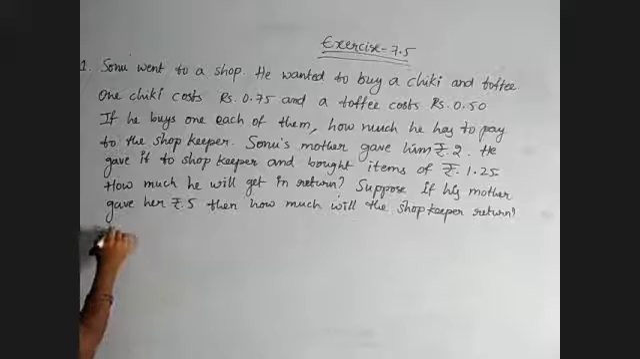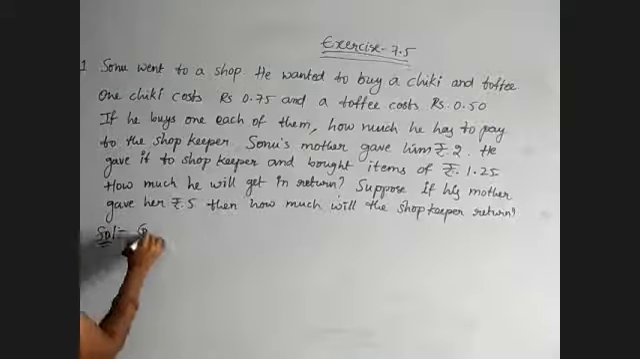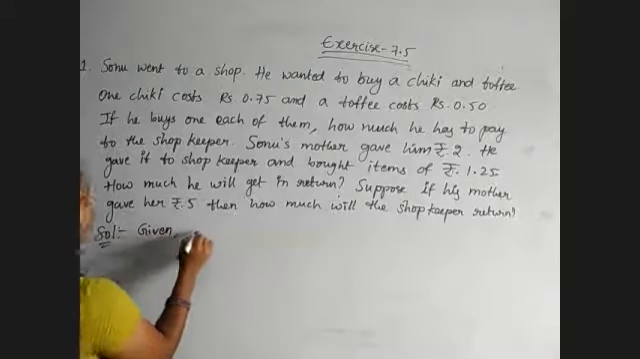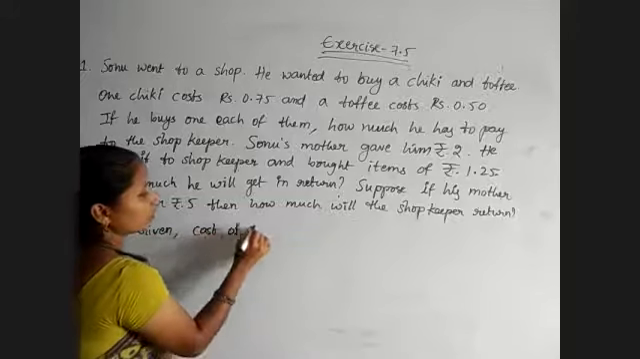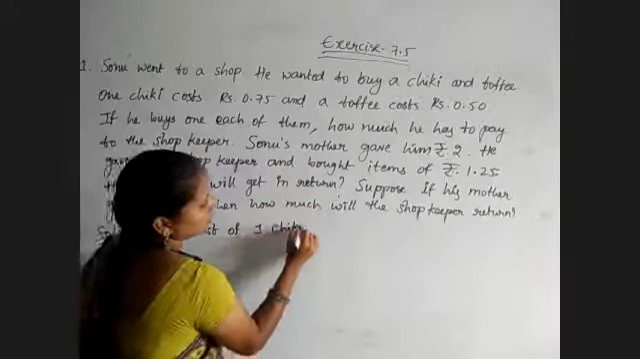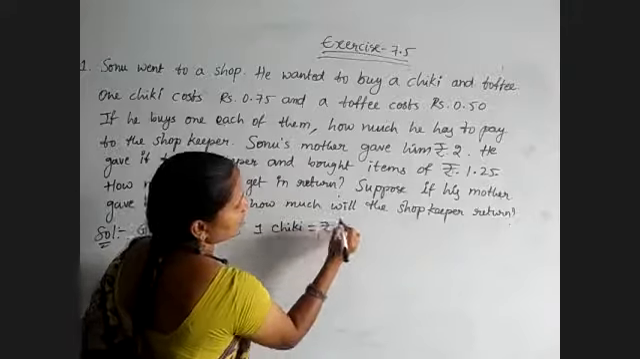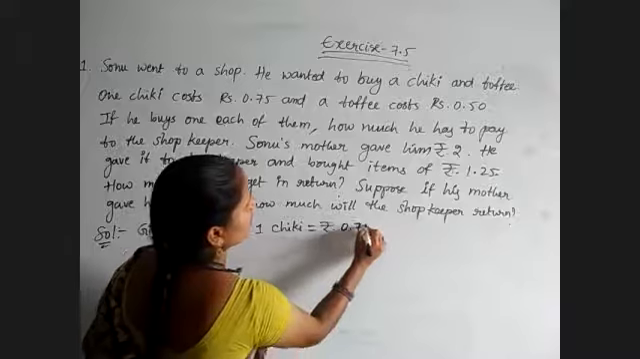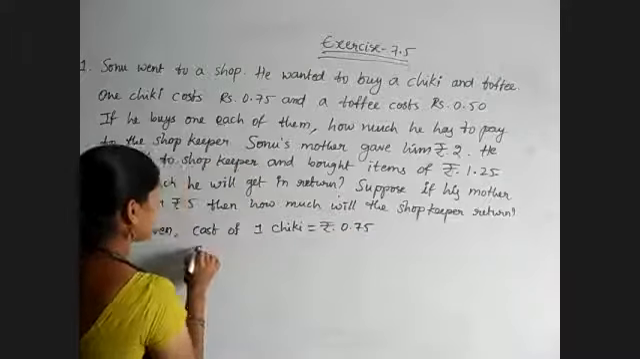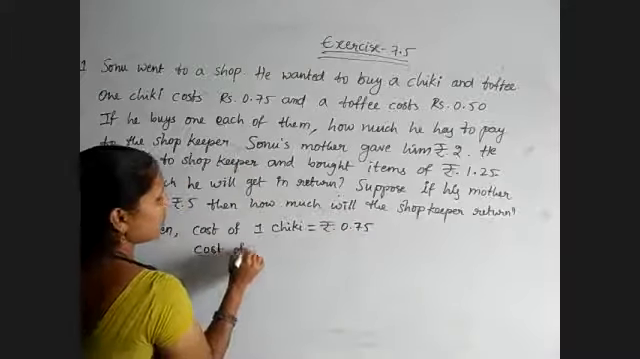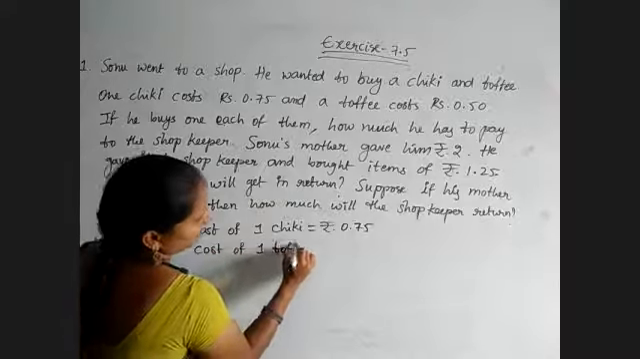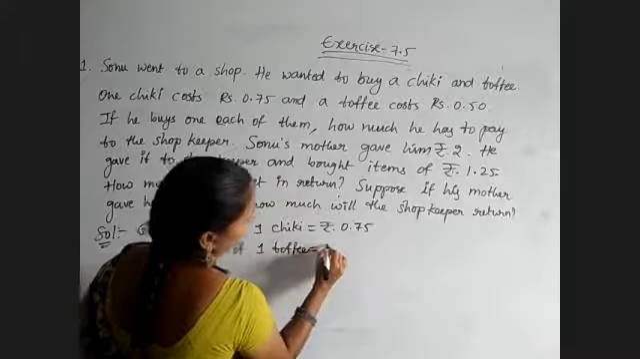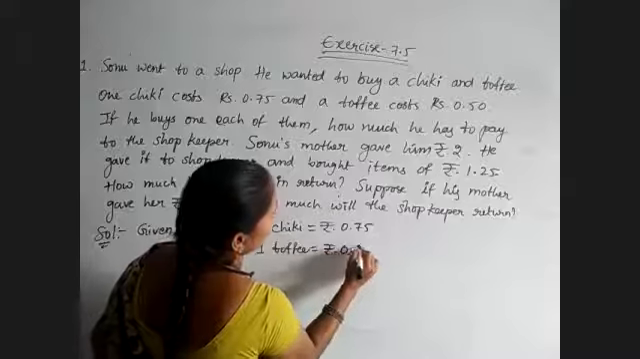Now coming to the first, write down whatever is given. Given: cost of one chicky is 0.75 rupees, and cost of one toffee is 0.50.